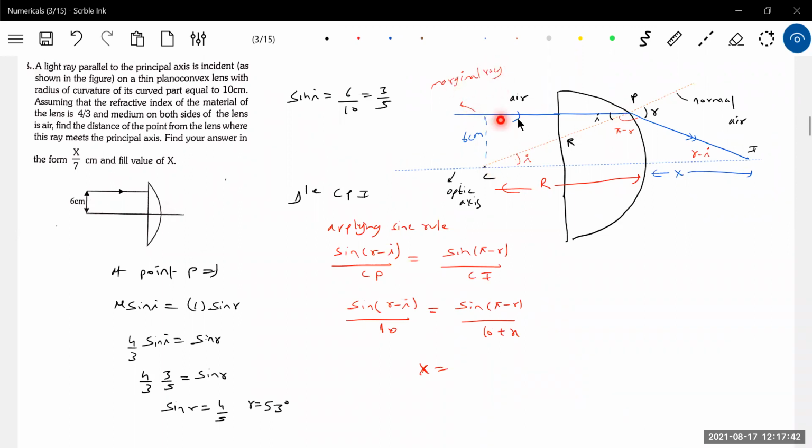A lot of students want to apply the lens equation. What is the problem with this? Why can't we use this one? This is derived for what? The lens maker formula, the lens equation, the mirror formula, everything: the discussion was made with respect to paraxial rays. What we have is marginal rays. So these formulas are not applicable. That's why we are taking the help of mathematics here.